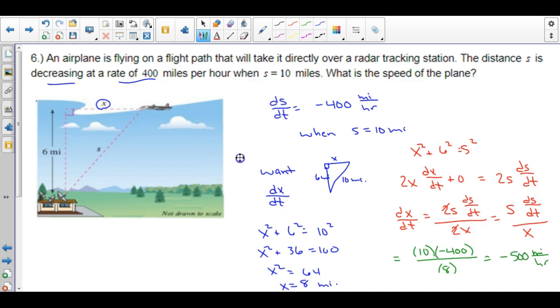Now, what I want to go back to is that that represents dx dt. That is 100% the dx dt value. So we are correct there. That does not represent the speed of the plane. I don't know about you, but I've never seen a gauge on a car read a negative value. And that's because the velocity could be a negative value, but your speed is always going to be the absolute value of the velocity. So, although dx dt is negative 500 miles per hour, the speed is 500 miles per hour. So it's the positive value.